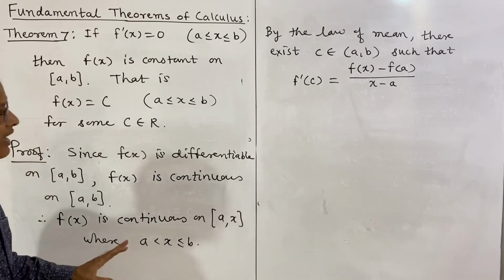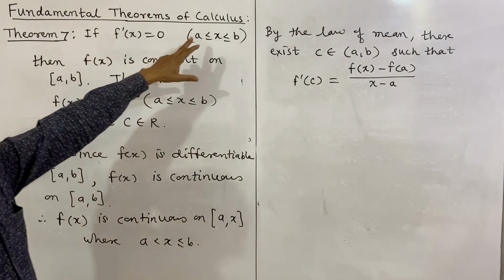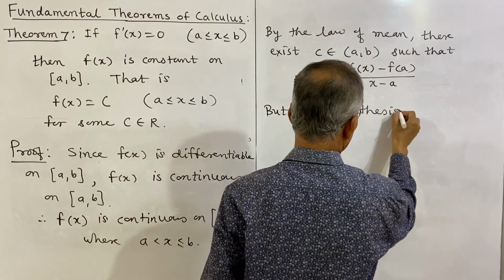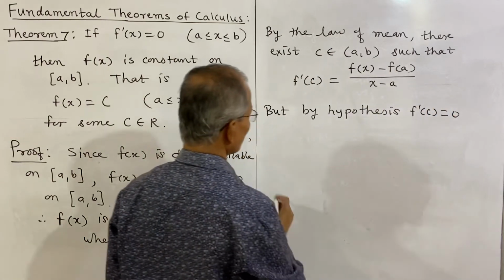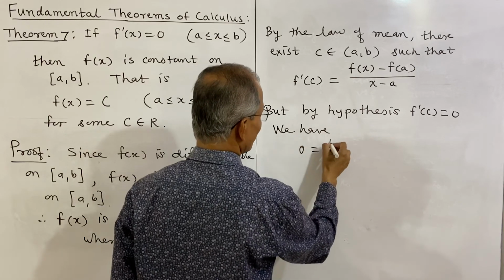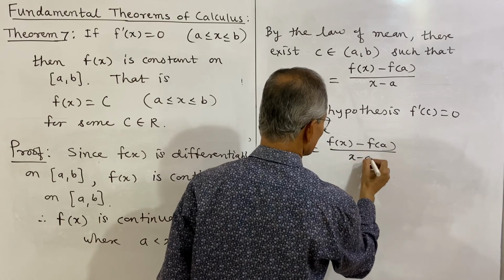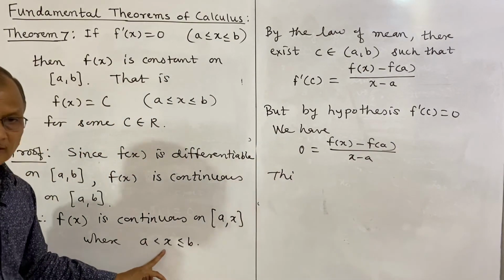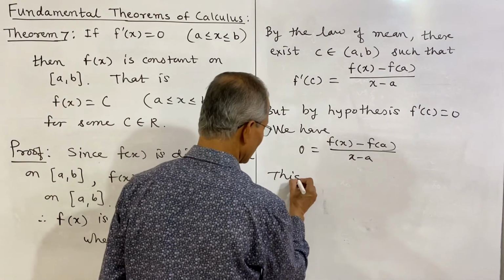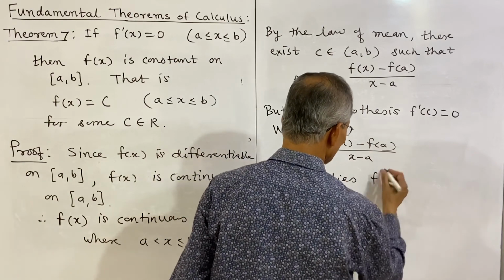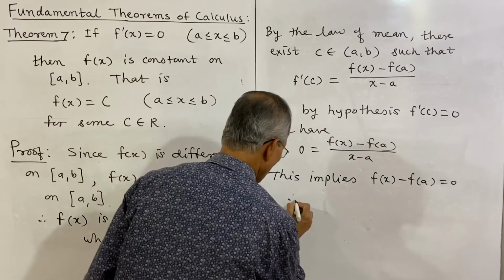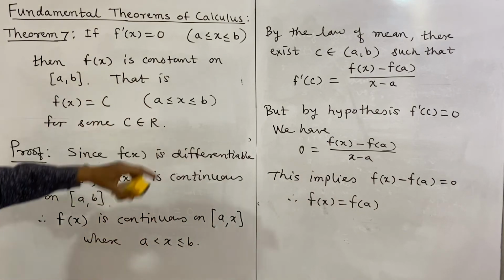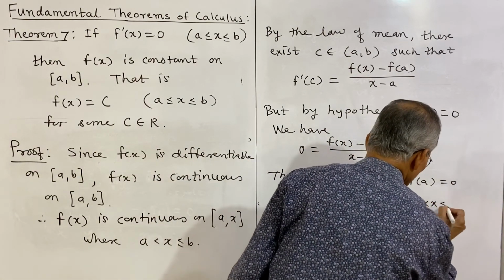Now f dash of c is 0 by hypothesis, because f dash of x is 0 at every point from a to b. Therefore 0 is equal to f of x minus f of a divided by x minus a. This implies the numerator must be 0, because x minus a is not 0, since a is less than x. So f of x minus f of a is 0, that is f of x is equal to f of a, where x lies in the interval, a less than x less than or equal to b.